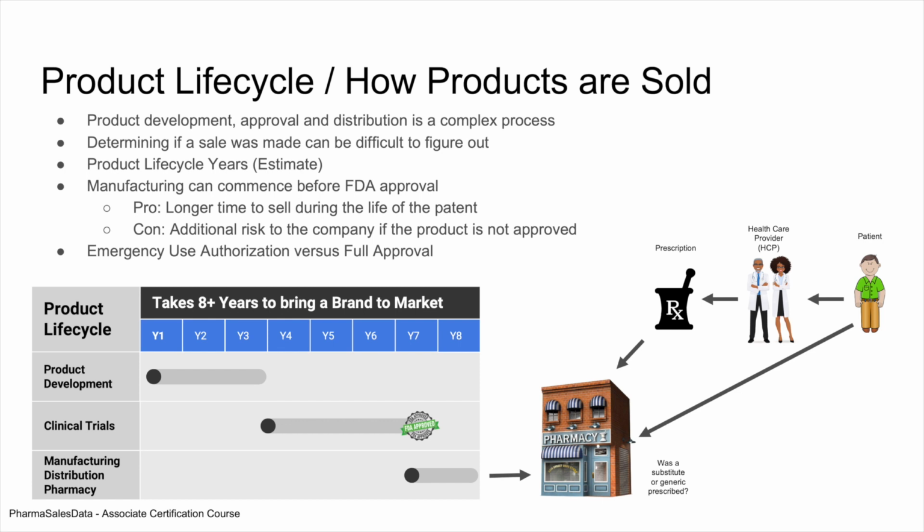Manufacturing can commence before FDA approval. The pros to this is you have a longer time to sell the product over the whole course of time based upon the patent. The con is that it's additional risk to the company. If you start manufacturing a product before it's approved and the product is not approved, then what do you do? Now you have a lot of product that can't be legally sold anywhere, so you've lost money.